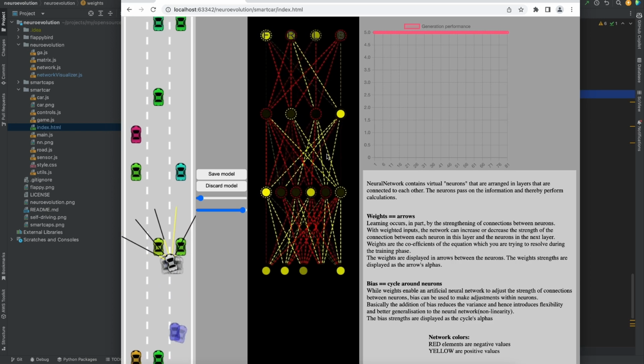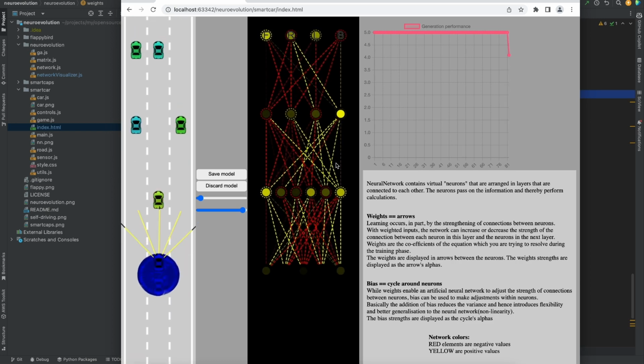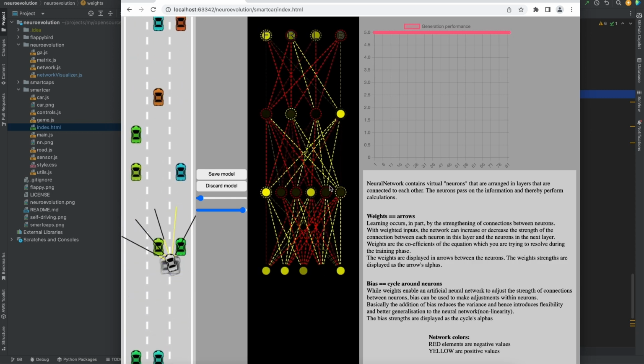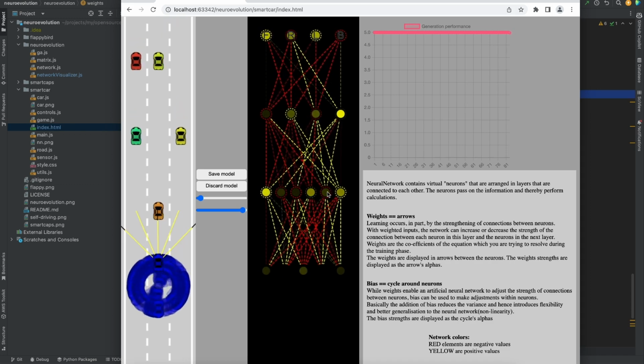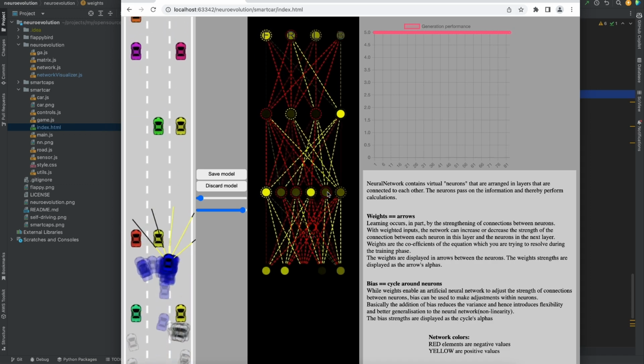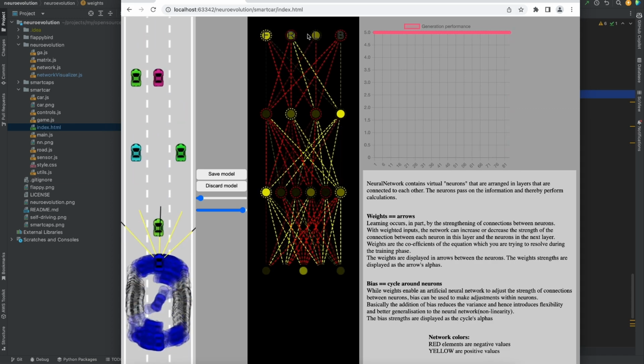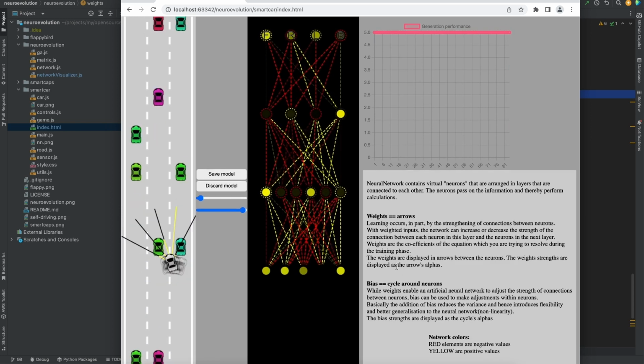So basically, what you are trying to do when training is find the optimal weight for each neuron, right? That is basically what you're trying to achieve when you are talking about training a model. You're trying to find the optimal weight that will result in the right output. And as I said, the weights are displayed as arrows between the neurons.